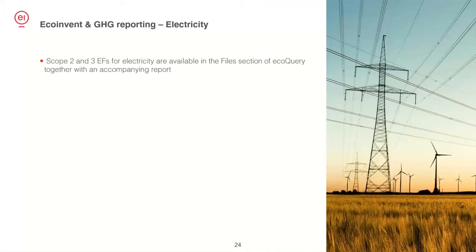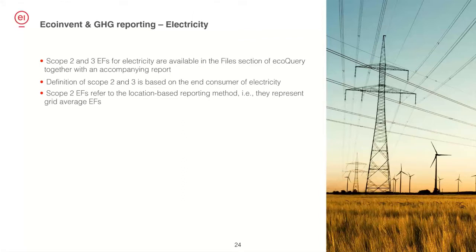So as I mentioned now a couple of times, scope 2 and 3 emission factors for electricity are available in an Excel file, which you can download in the file section of ecoquery, together with an accompanying report. And before taking a look at the file, I would like to point out some key things to you. So the definition of scope 2 and 3 in this file is based on the end consumer of electricity, and Scope 2 emission factors refer to the location-based reporting method, so they represent grid average emission factors.